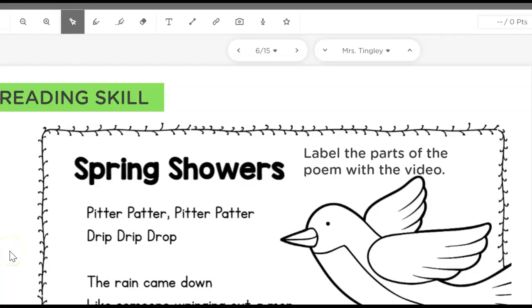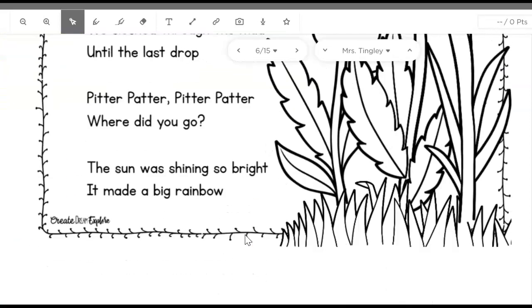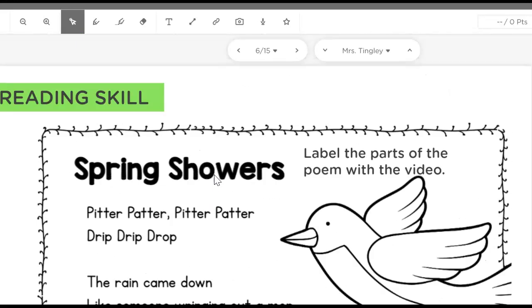The first thing we are going to do is read through our poem together. You'll be doing this as well by using the record tool and reading out loud. First one I will read to you.